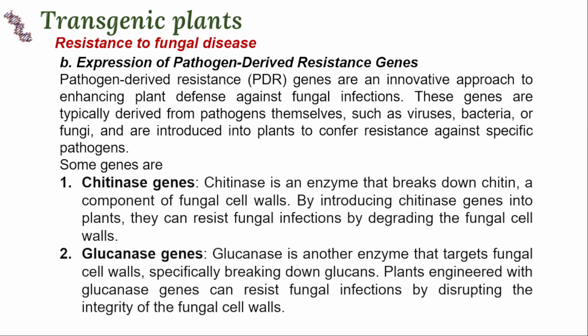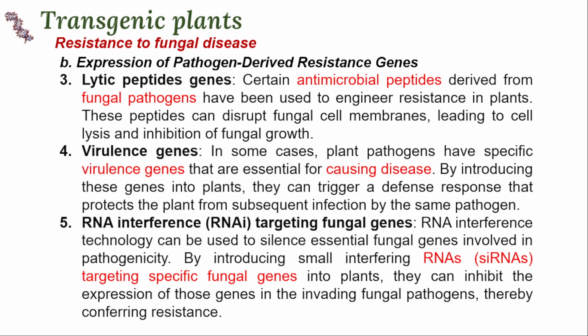The next strategy is expression of pathogen-derived resistance genes. You already know that the chitinase gene and glucanase gene should be introduced into the plants to disrupt the cell wall of the fungus. Along with that, other components like lytic peptides, virulence genes, or any interference mechanism will neutralize the fungal infection. And then the fungal genome will not be integrated, and the plant cell will not be zombified because of the interference.